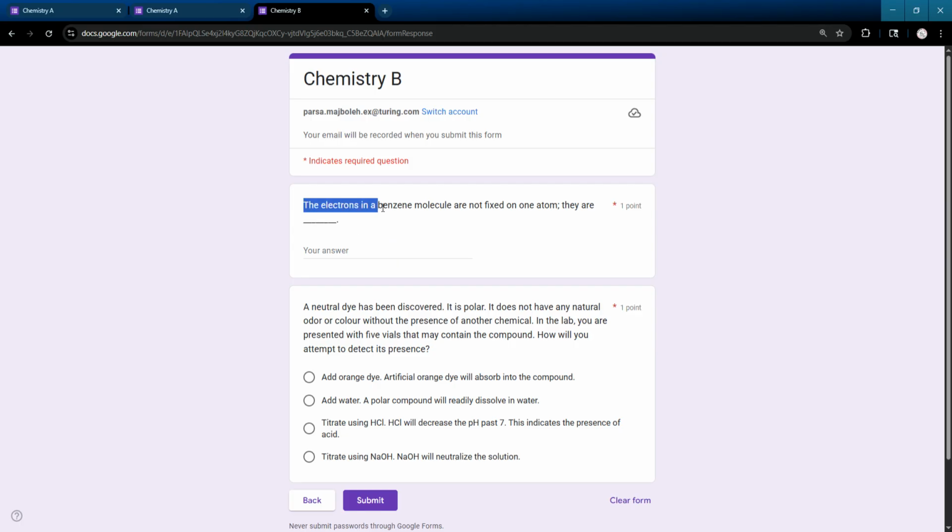The electrons in a benzene molecule are not fixed on one atom. They are... not sure. ...has been discovered.